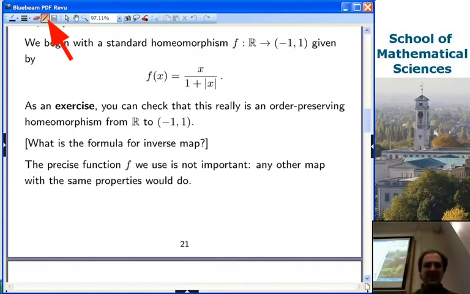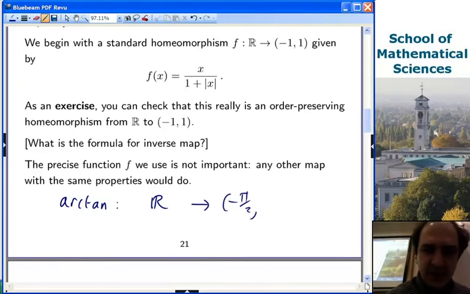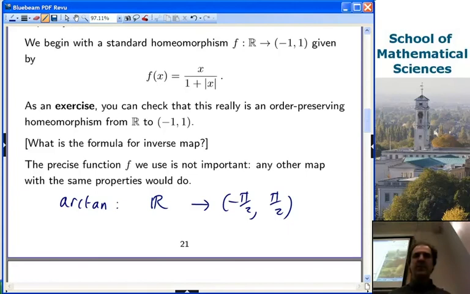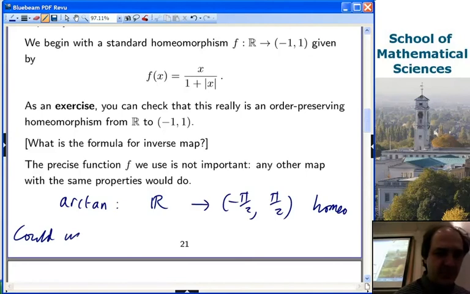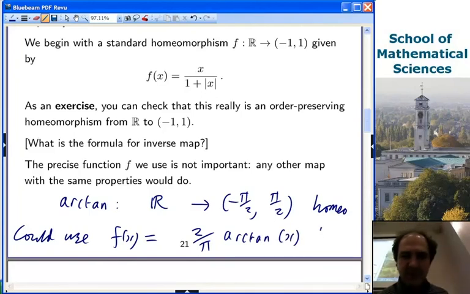Ah, excellent. Okay, so arctan takes R to minus pi by 2, pi by 2. That's a homeomorphism. So you could use f of x equals 2 over pi, which does your dividing by pi by 2, arctan of x. And that would do just as well. And that's an order preserving homeomorphism from the real line to minus 1, 1.